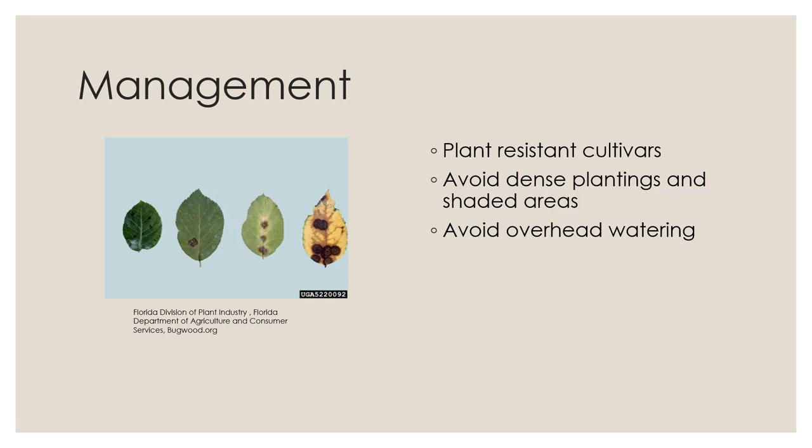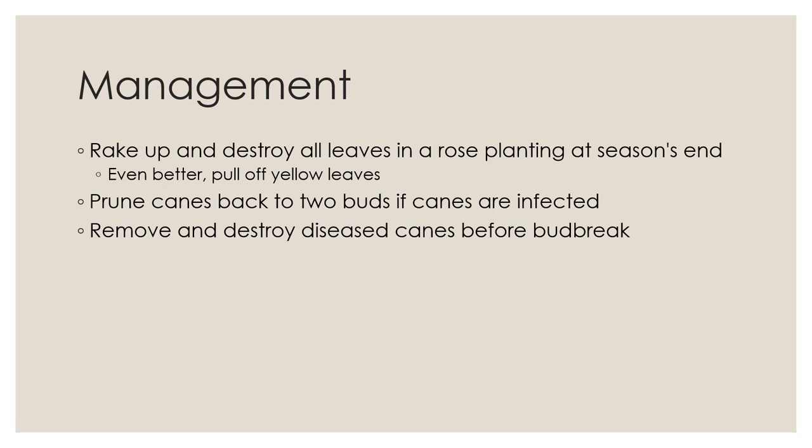So you want to plant resistant cultivars, and I did put a list from the Pacific Northwest Disease Handbook on resistant cultivars. You want to avoid dense plantings in shaded areas and avoid overhead watering. You want to rake up and destroy all leaves in a planting at the season's end. Even better, when the leaves are yellow, just go ahead and pull them off. You want to prune your canes back to 2 buds if the canes are infected, and then remove and destroy diseased canes before bud break. So this might be a good winter thing to do.